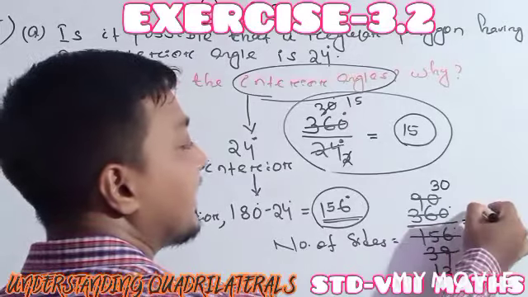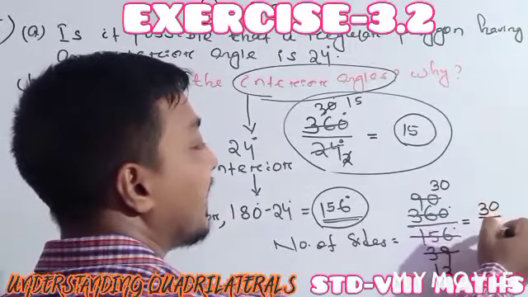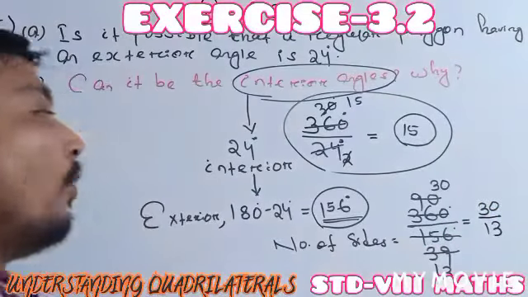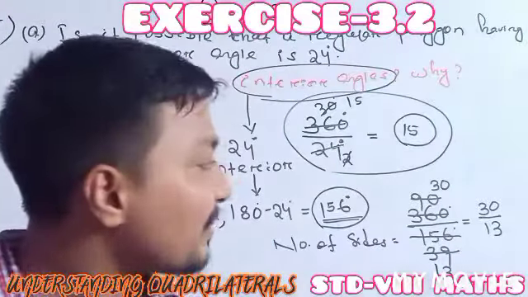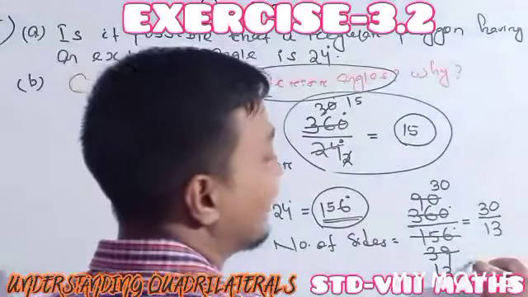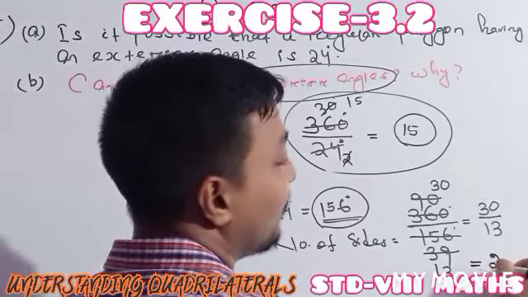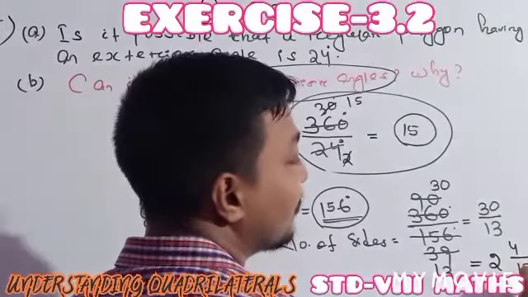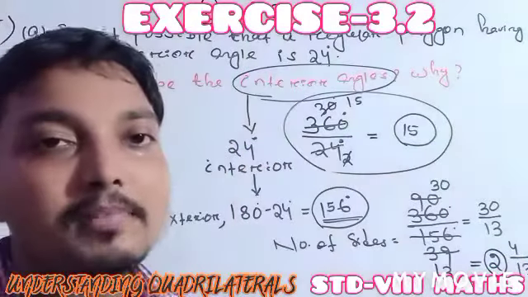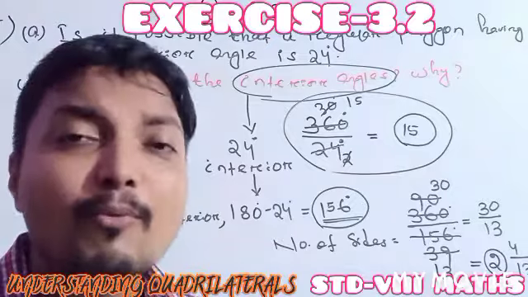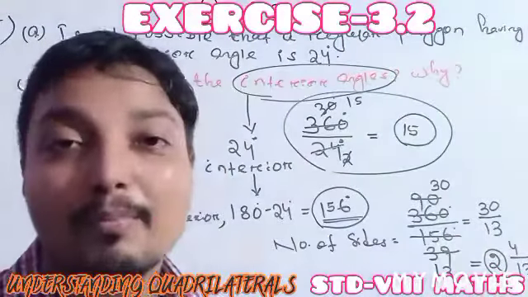Here we are getting 30 by 13, which is not a whole number. Can I say the polygon has 30 by 13 sides? Otherwise, we can say it as 2 whole 4 by 13. So can I say a polygon has 2 whole 4 by 13 sides?